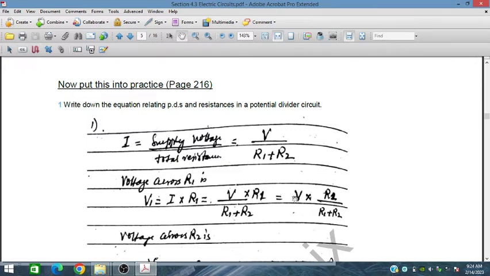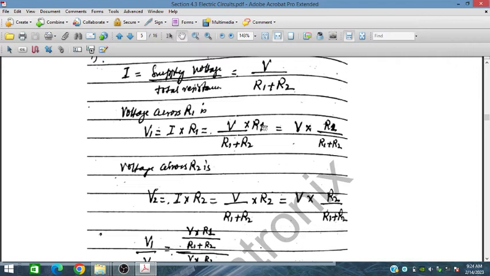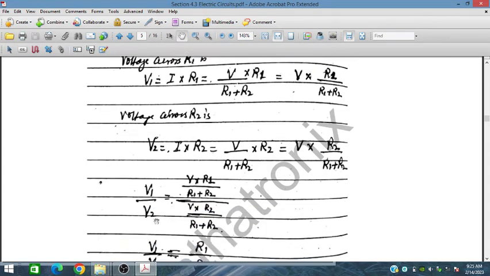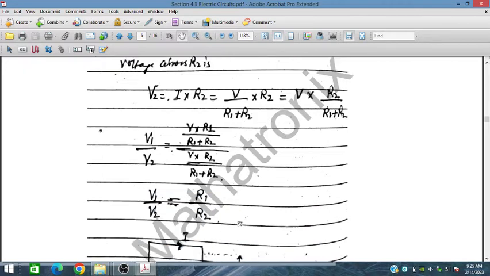So V1 is V into R1 upon R1 plus R2. Similarly, the voltage across R2 is V2, equal to I into R2, which is V upon R1 plus R2 into R2. So V2 is equal to V into R2 upon R1 plus R2. Now the ratio V1 upon V2, if we divide these, we get V1 upon V2 is equal to R1 upon R2, as the common terms cancel each other.